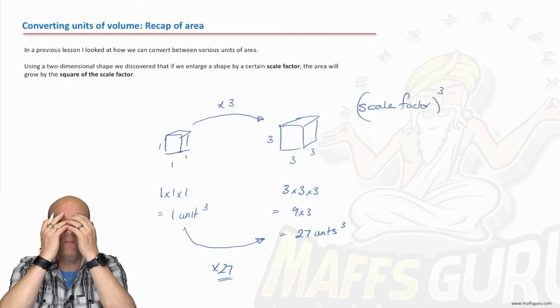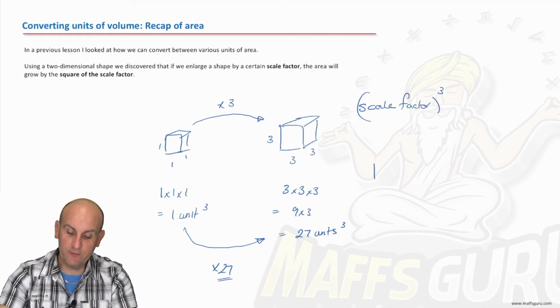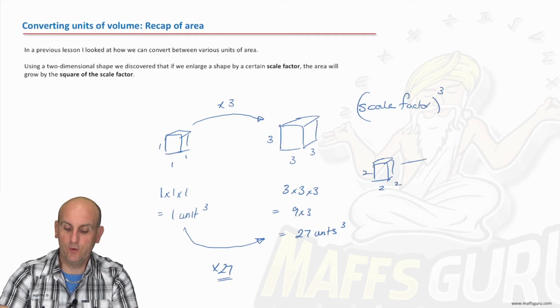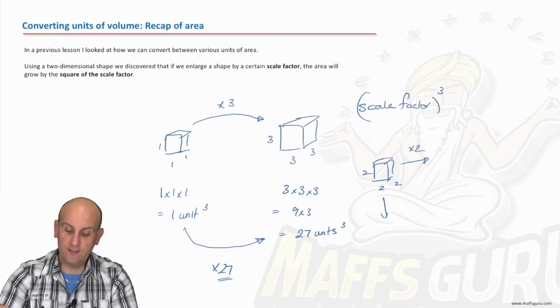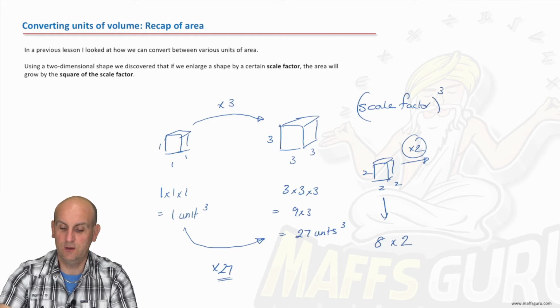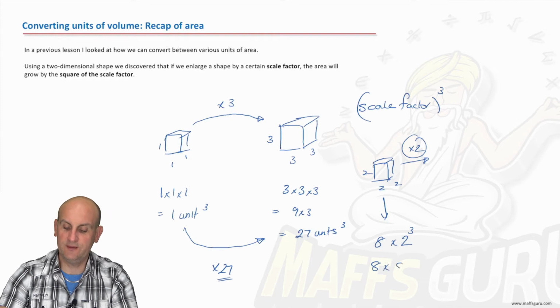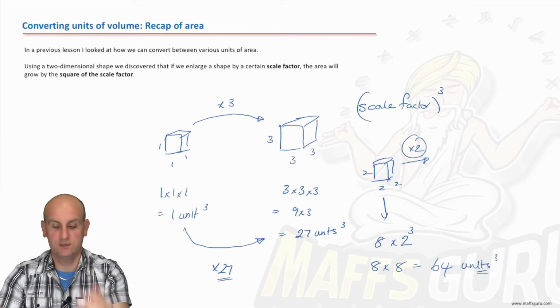cubed. Oh my goodness. So for example, if I had a shape that was 2 by 2 by 2, and I wanted to know the volume of something that had been enlarged by scale factor 2, I find the volume of this, which gives me 2 times 2 times 2, which is 8, and then I multiply it by the scale factor of enlargement 2, but cubed. So 2 times 2 times 2 is actually 8, which would give me 64 units cubed, and ka-ching. So there is a way to be able to do this.